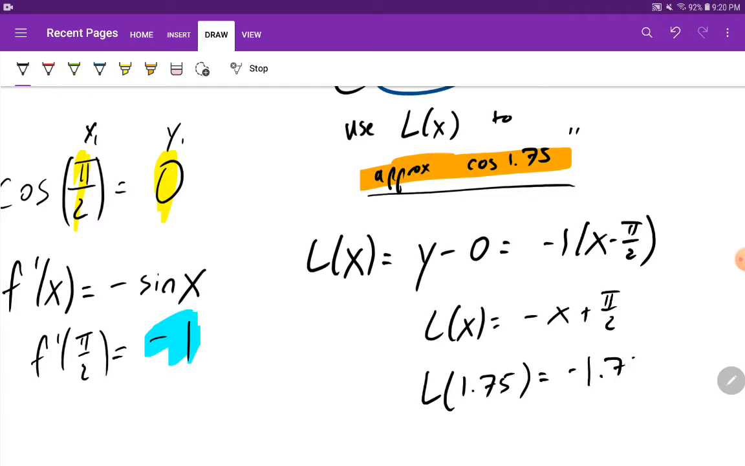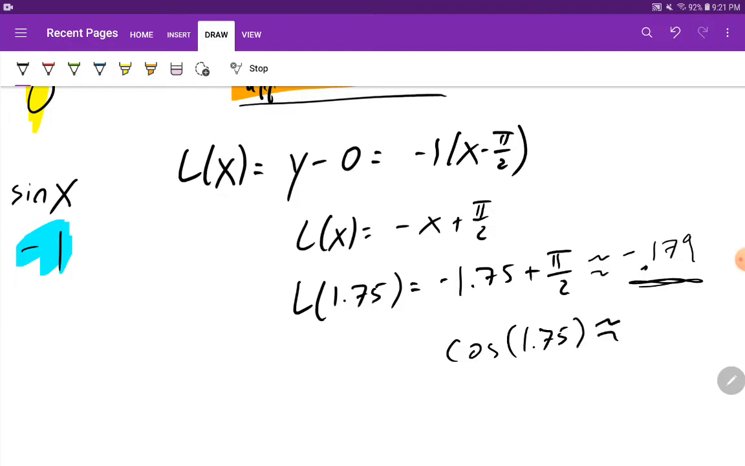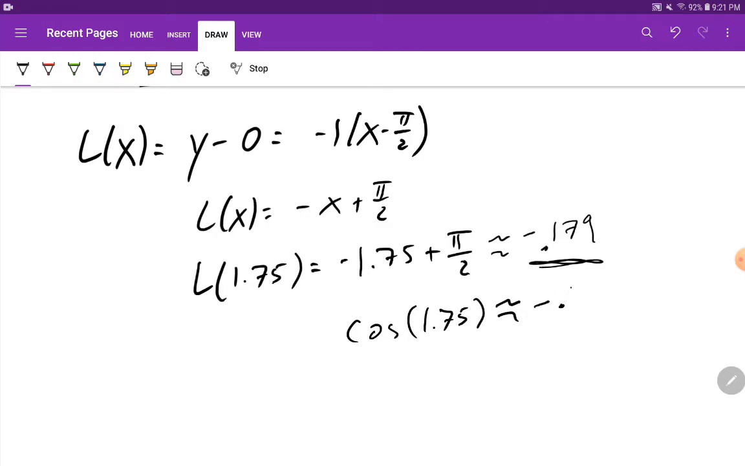I think this is the part where you can bust out the calculator, because I want to know how close I am to the actual answer. So I'm just going to punch this into my calculator real quick. All right, and I get approximately negative 0.179. And we want to know how close this is to cosine of 1.75. Let's see. I'm going to type in cosine of 1.75. And holy smokes, it becomes negative 0.178. Dang, that is pretty darn close, if I do say so myself.